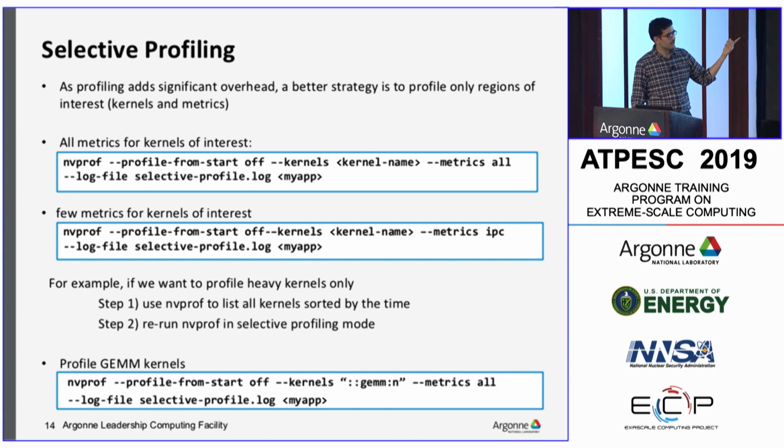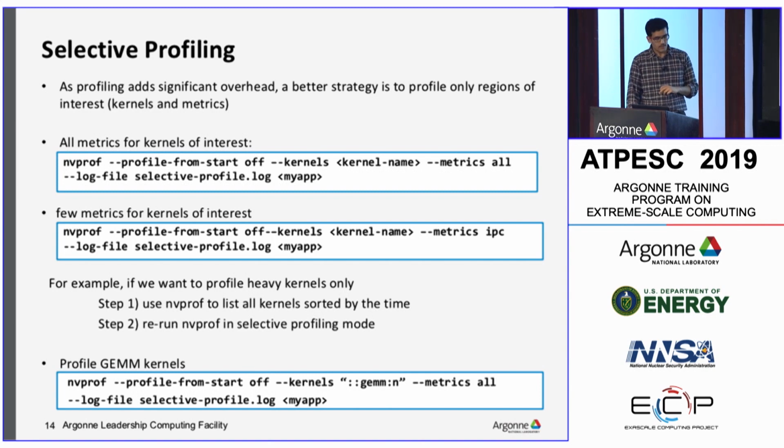Another step is, as I said, there are almost 150 or 170 metrics. So another way is that you can also pass which specific metrics you want to collect as one of those parameters. A couple of ways that we can further fine tune: if you want to profile only the heavy kernels, the approach we use is we launch NVProf as is, so that gives you a timing analysis. So you know what the most compute heavy kernels are, and then you get those kernel names and rerun NVProf in the selective profiling mode. In that way, we are able to filter out the heavy kernels, and then we are profiling only those kernels.